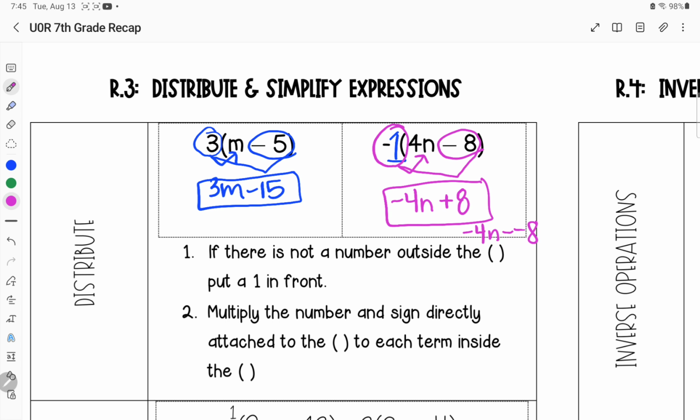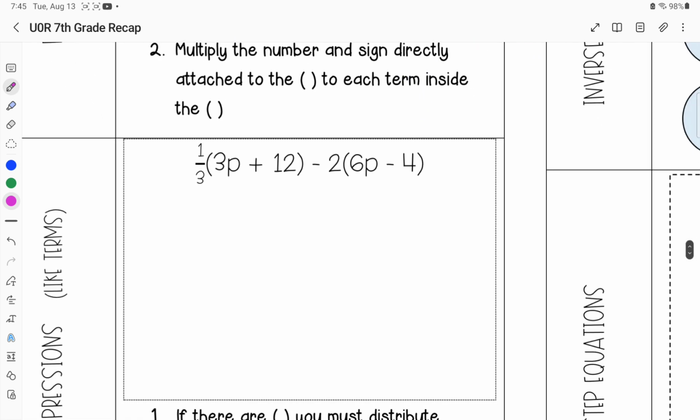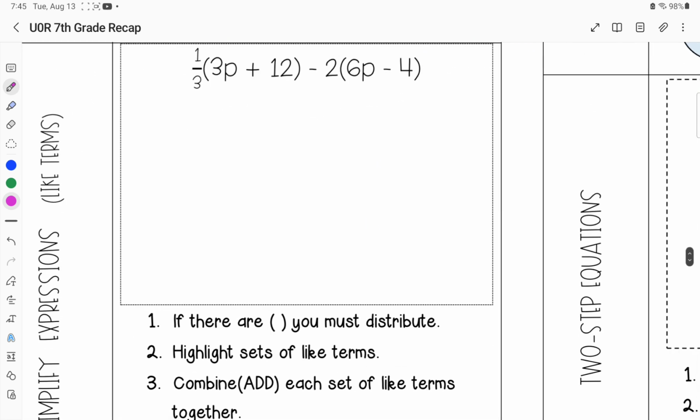The other thing you should be able to do is, once you distribute, you need to be able to simplify, so combine your like terms. First thing you're going to see again here, it says if there are parentheses, you must distribute. So we're going to start by distributing this 1/3. I'm going to take this number on the outside and multiply it right here. So 1/3 times 3, and if you need to put it in your calculator, you can, but you'll get 1, and I'm going to put just a p there. Then I'm going to take that same 1/3 and times it by this one. So 1/3 of 12 is 4, and both are positive, so this stays positive.